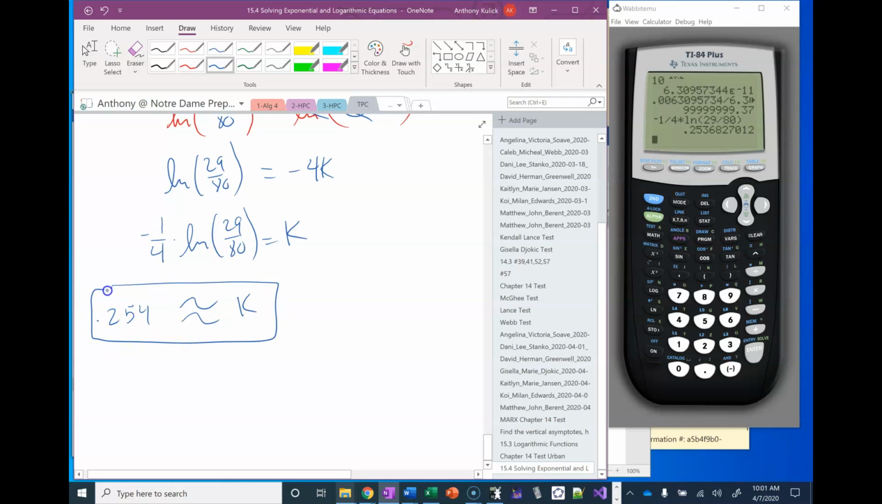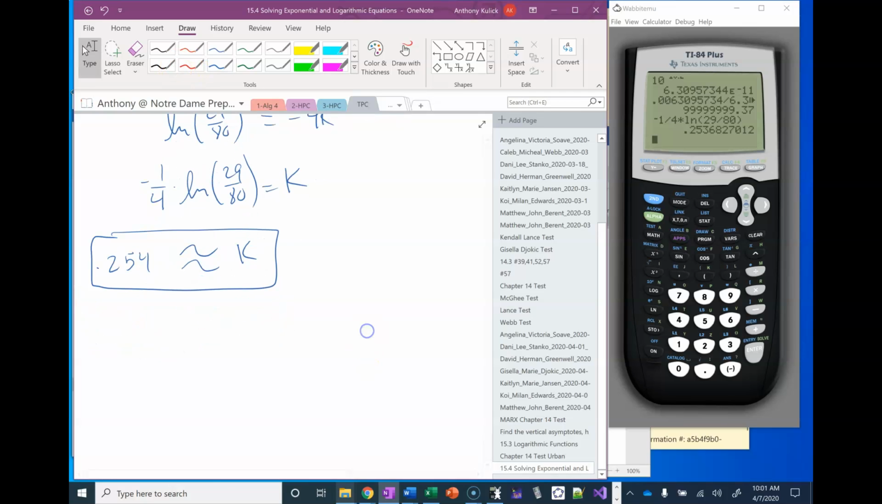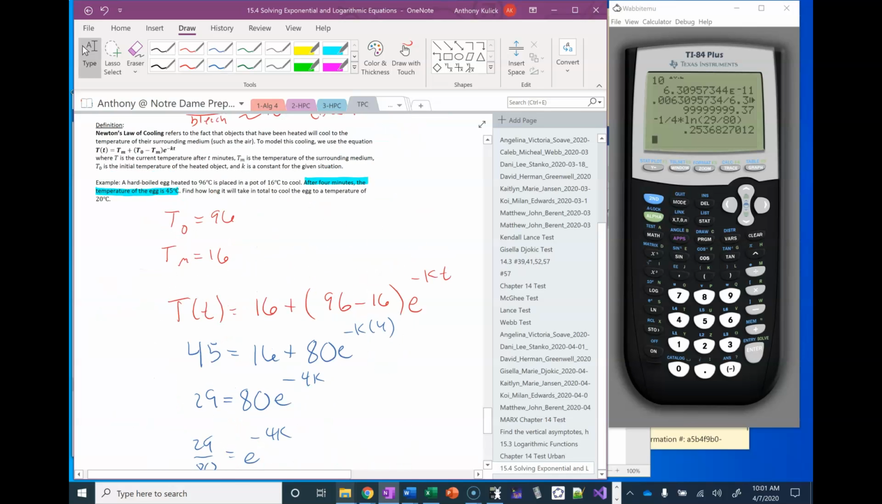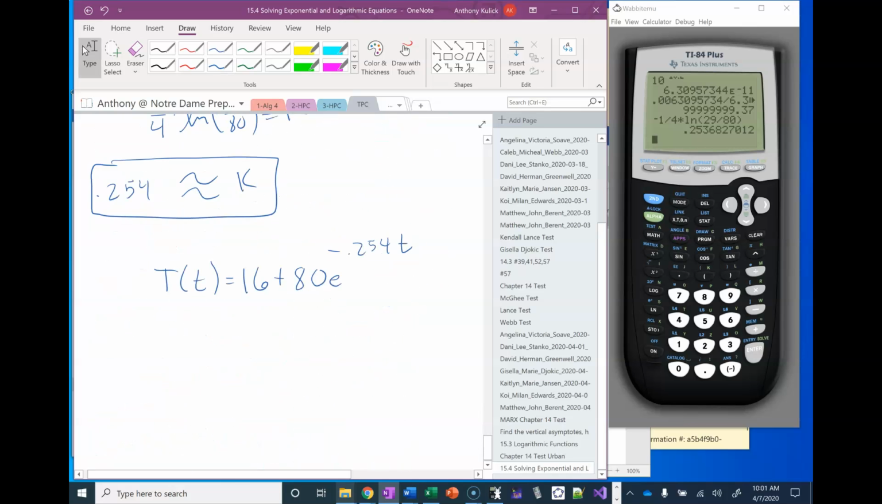So what our new model says is that T of t is equal to 16 plus 80e to the -0.254t. And we want to know how long it will take for the egg to cool to 20 degrees Celsius? So we're just going to plug 20 in. And then we're going to solve this equation for t.